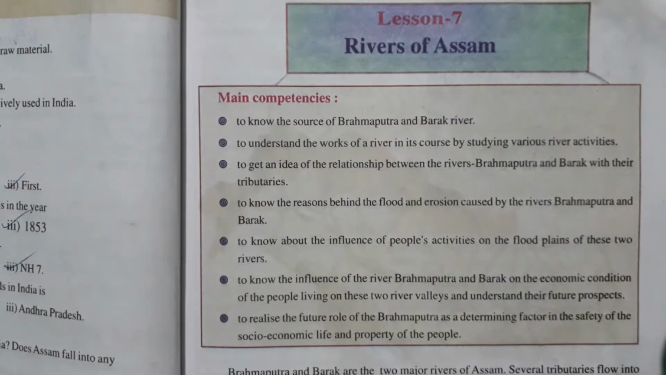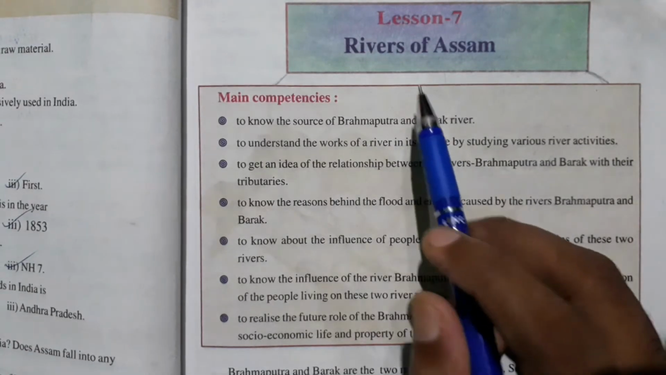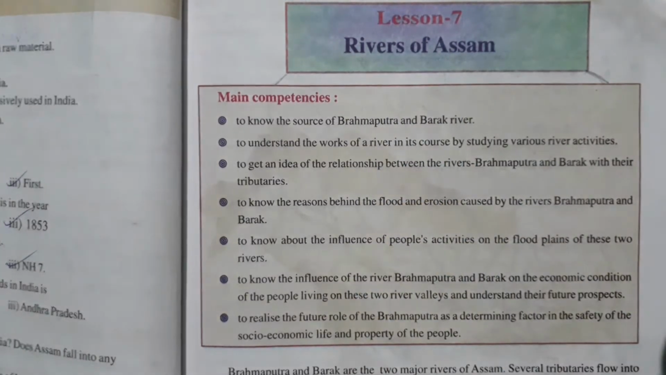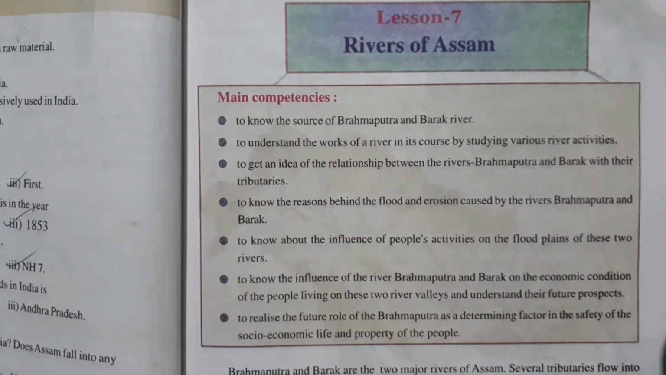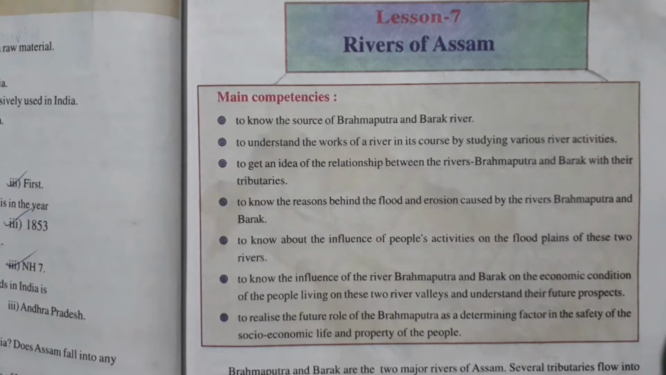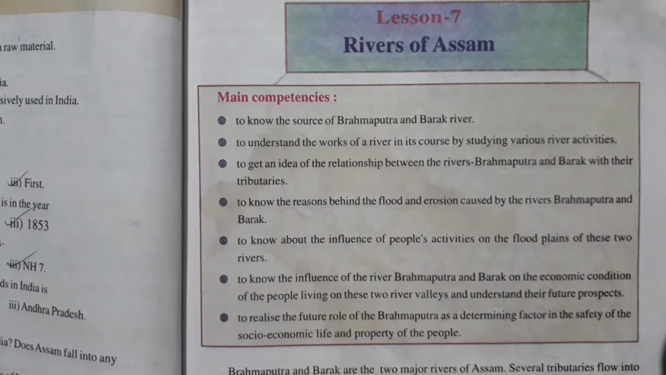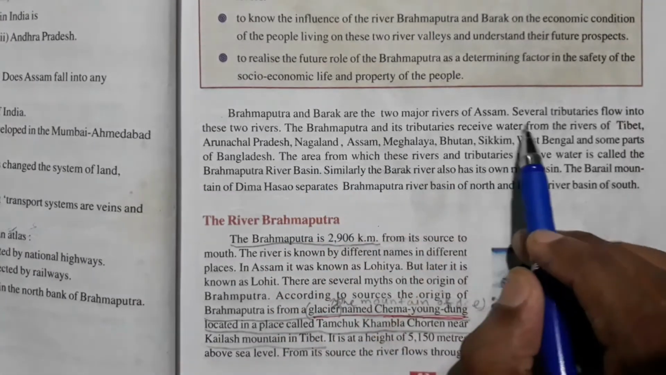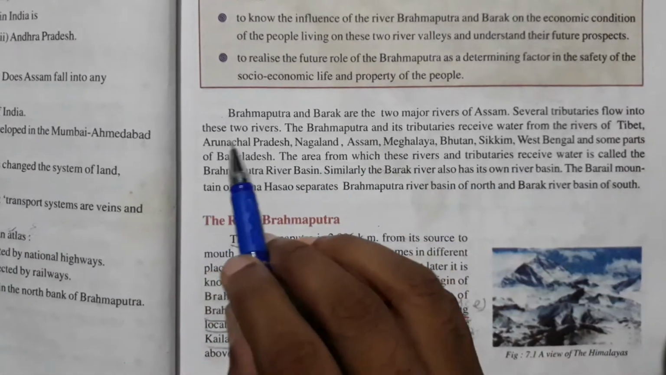Today we are going to study class 8 SST, lesson 7, rivers of Assam. In Assam, there are mainly two rivers, that is Brahmaputra river and Barak river. Brahmaputra river we will study in detail now. Brahmaputra and Barak are the two major rivers of Assam. Several tributaries flow into these two rivers.